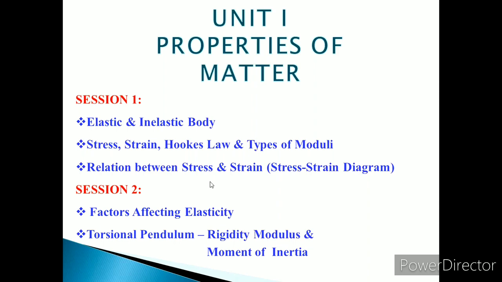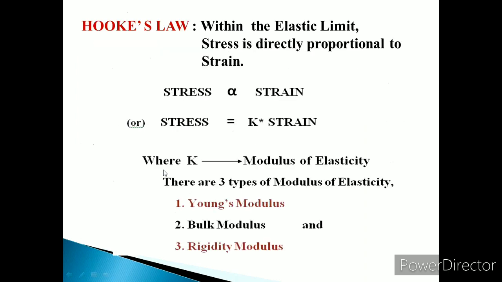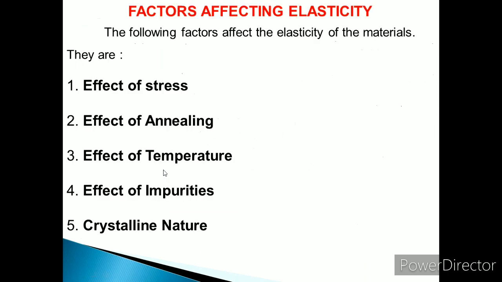Let me move on to the first one, the factors affecting elasticity. There are 5 factors that affect the elastic behavior. Number 1, effect of stress. Number 2, effect of annealing. The third one, effect of temperature. The fourth one, effect of impurities. And the fifth one is crystalline nature. Based on these, the elastic behavior may increase or decrease. We will discuss one by one.